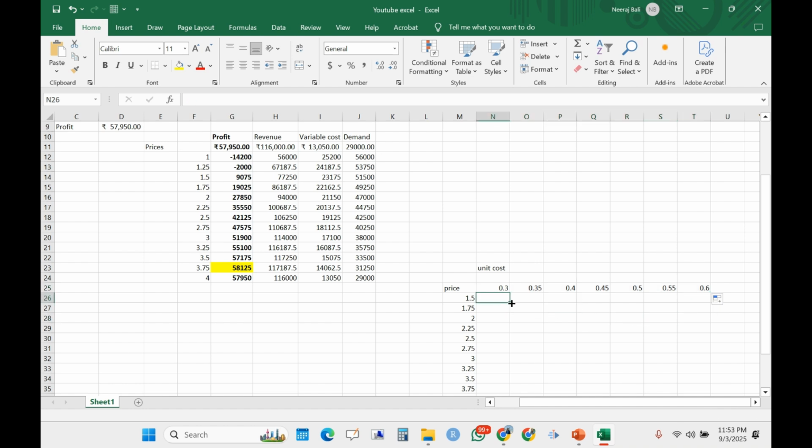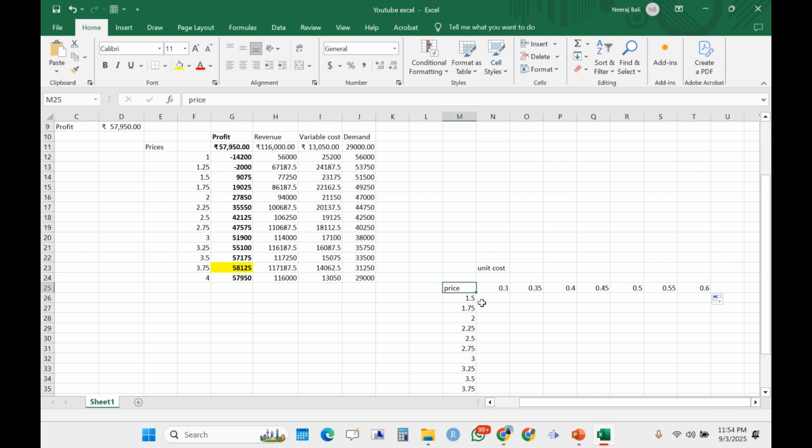And now what is this column? This column is saying what is the profit at price 1.5 and unit cost 0.3. This column will say what is the profit at 1.5 price and unit cost of 0.35. What is this column saying? What is the profit at price 2 per unit and 0.45 unit cost? This one. So intersection. So all this, what if this is there and that is there, what will be the profit?